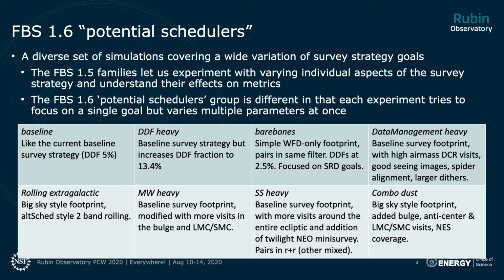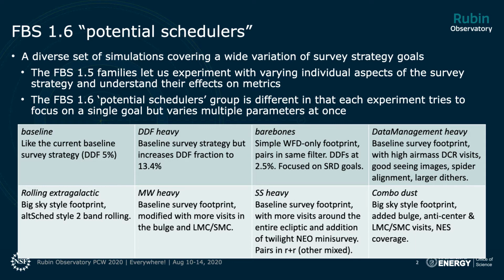And then the final simulation is the combo dust simulation. This was our attempt to combine what we saw as working well in the individual survey strategy experiments and combine them all at once to try to get as close to maximum science coverage as we could. So it uses a big sky style footprint, that coverage that goes further north and south with low dust extinction. We added bulge coverage and also higher density and galactic anti-center coverage, and added LMC SMC visits, and there is NES, North Ecliptic Spur, coverage.